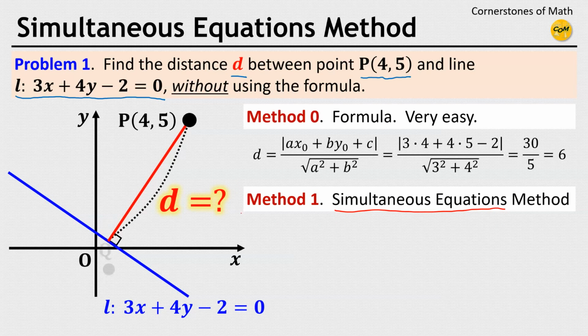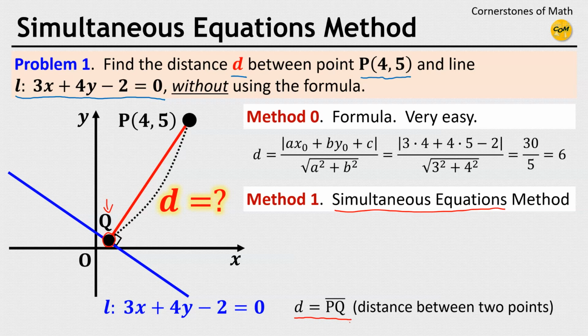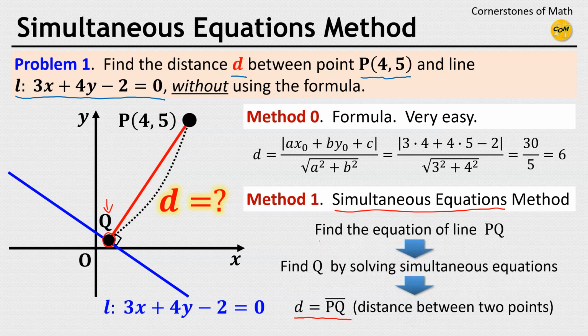The strategy is as follows. Let Q be the intersection point between line L and the perpendicular line drawn from point P to line L. If we can find the coordinates of this intersection point Q, then we can calculate distance d by calculating the length of the line segment PQ using the most basic distance between two points formula. Here, point Q can be found by first obtaining the equation of the perpendicular line PQ, and then solving the simultaneous equations using the equations of these two lines, each representing line PQ and line L.